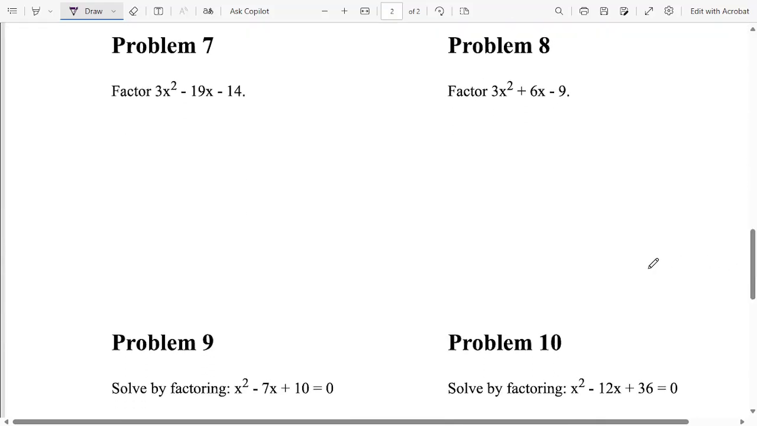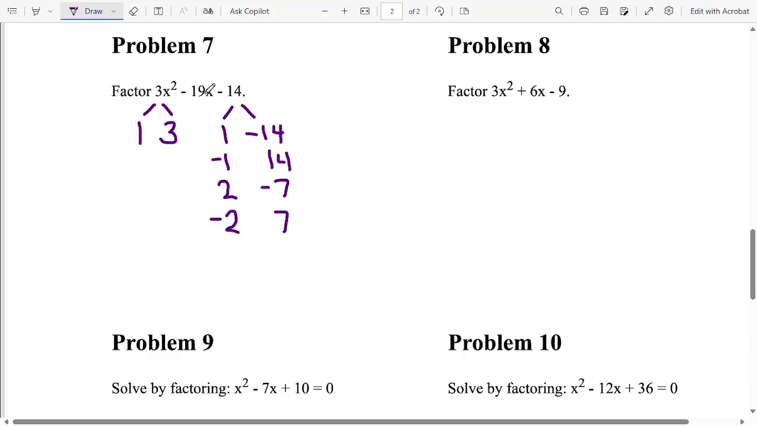All right, let's go to the next couple problems. So problem 7, we have 3x squared minus 19x minus 14. Again, we can't divide out a common term, and we have a number greater than 1 in front of x squared. So let's list the positive factors of 3. So 1 and 3. And now the factors of negative 14. So 1 times negative 14, negative 1 times positive 14, 2 times negative 7, and negative 2 times positive 7.